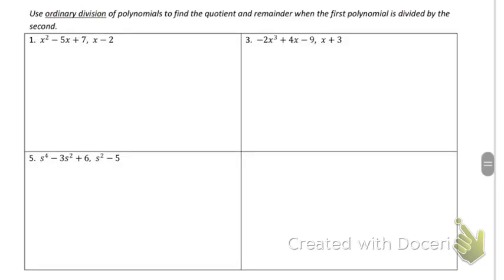That being said, s squared, negative 5 are actually 2 powers apart. There are 2 powers apart because this is s squared. 5 you could think of as 5 times s to the 0th power. It is 2 powers apart. Since what I'm dividing by is 2 powers apart, what I'm dividing needs to be 2 powers apart also. So it needs to be s to the 4th minus 3s squared plus 6.